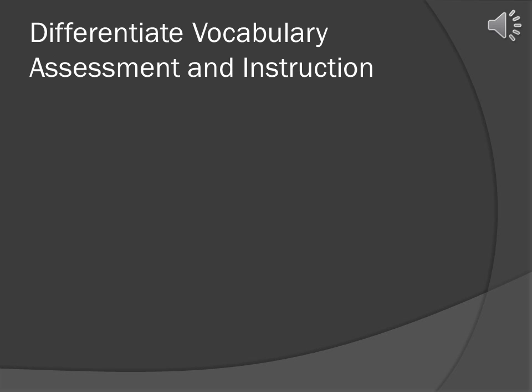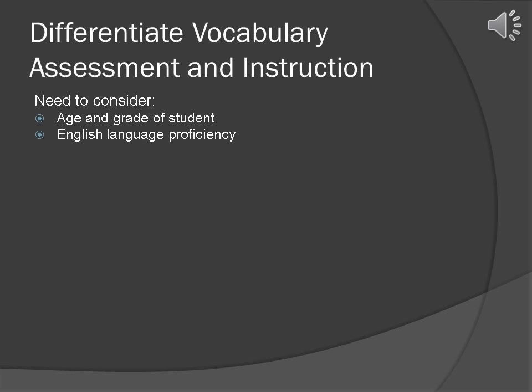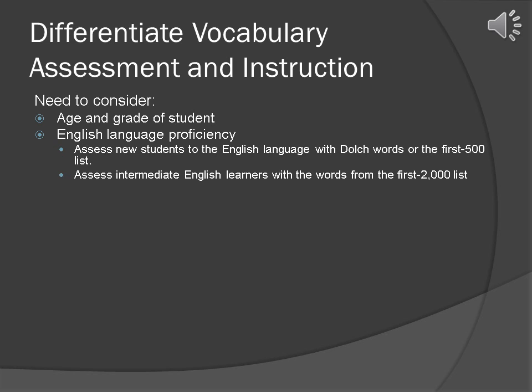Differentiate vocabulary assessment and instruction. There are 4 things you need to consider. One is the age and grade of the student. Another is the English language proficiency. Assess new students to the English language with Dolch words or the first 500 lists. Assess intermediate English learners with the words from the first 2,000 lists.